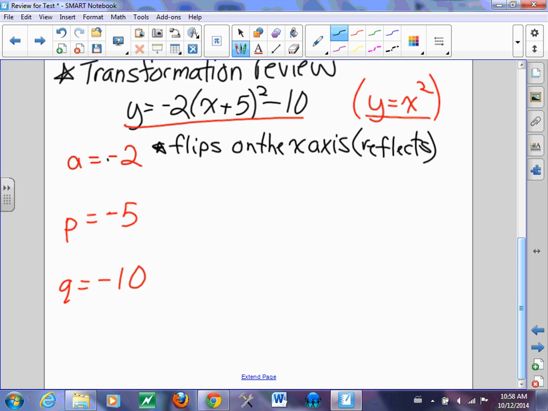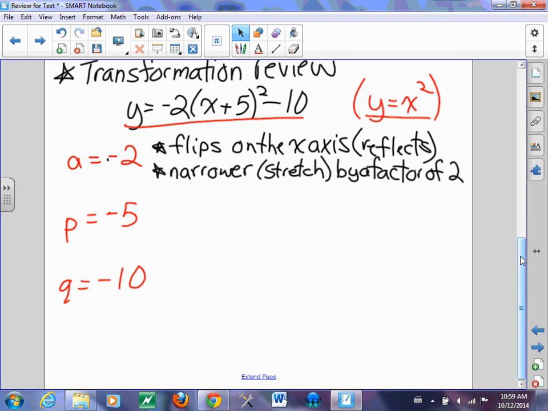Okay, that's the negative part. The 2 is that step pattern. So instead of it being 1, 3, 5, it's going to be negative 2, negative 6, negative 10. So we're actually going to make it narrower by a factor of 2. So we're stretching it. So we're going to stretch it by a factor of 2. So it's 2 times as narrow. Okay? So the A usually does 2 things, the sign and the value.